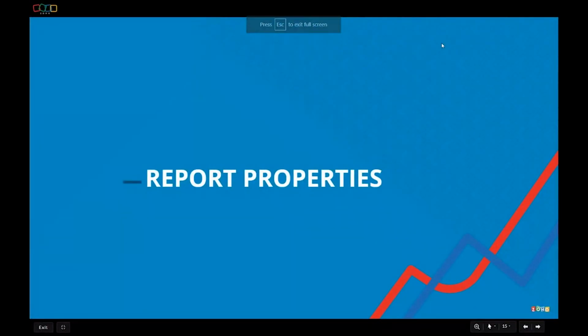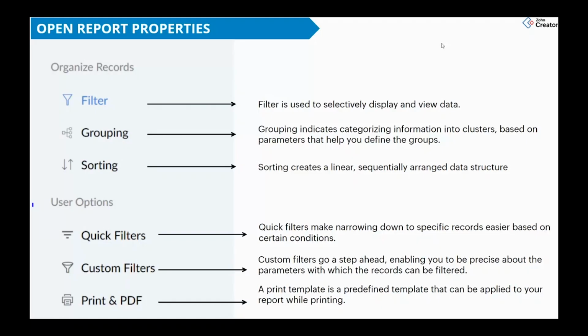Next is the report properties. As you know, before this session I talked about the few major components in Zoho Creator, like forms, reports, and pages. Here, reports are the place where we visualize the data that we collect from the students. We can also manage the report properties from one place. These are the common report properties.